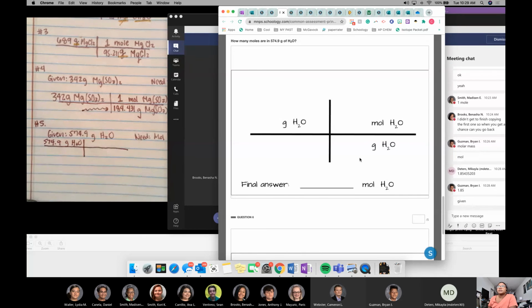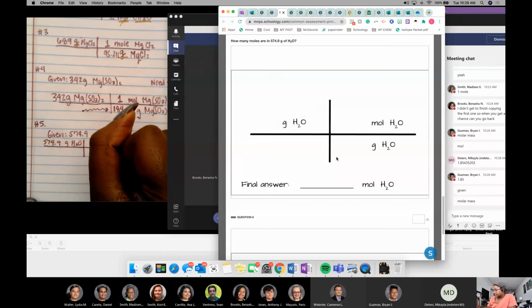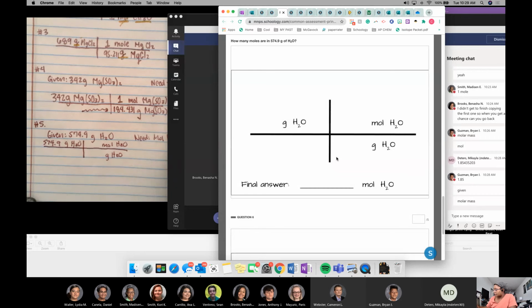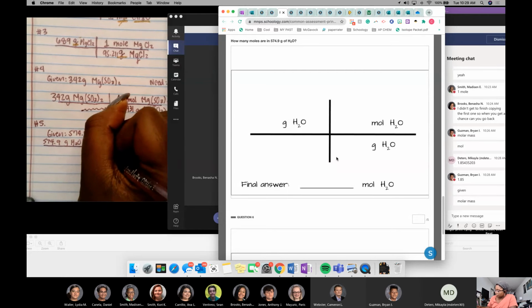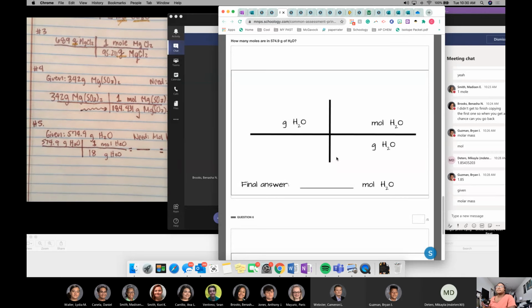What's going in the basement, Brian? Or anybody? We need the molar mass. Good job. The molar mass for water is 18 grams, 1 mole. We're going to do that math. Get your final answer. Okay.